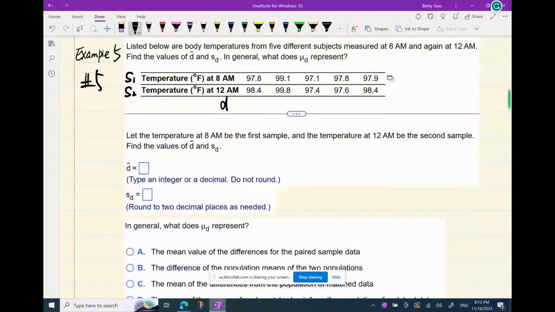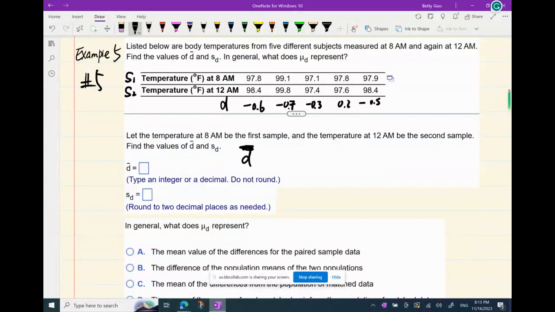So if we use the first value minus the second value, this one is negative 0.6, and this one is also negative because this 99.8 is bigger, negative 0.7. Then the next one is bigger than the first one, and this one is also negative 0.3. This one is a positive 0.2. This one is a negative 0.5.